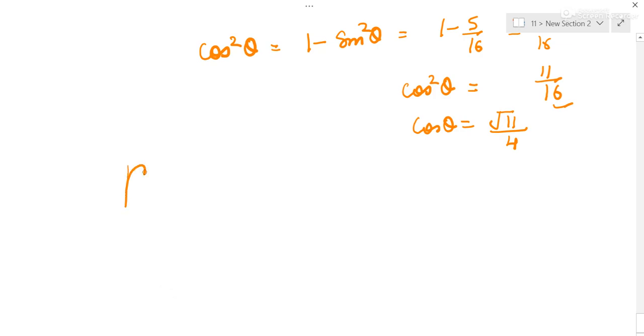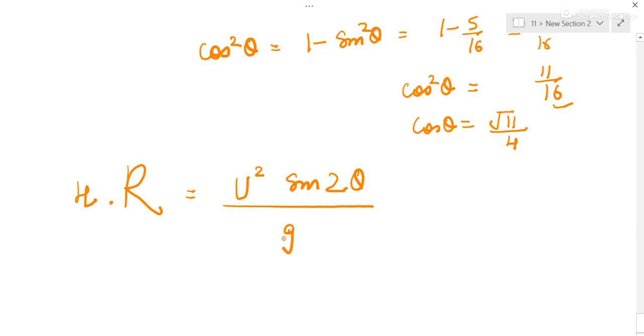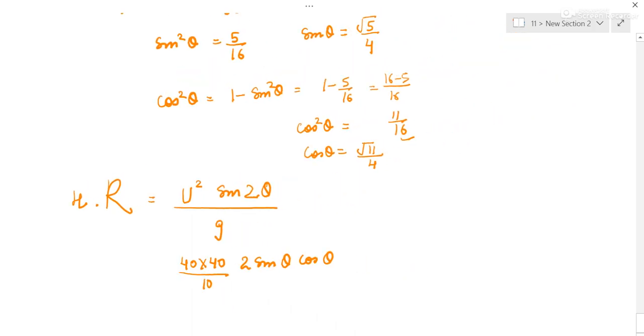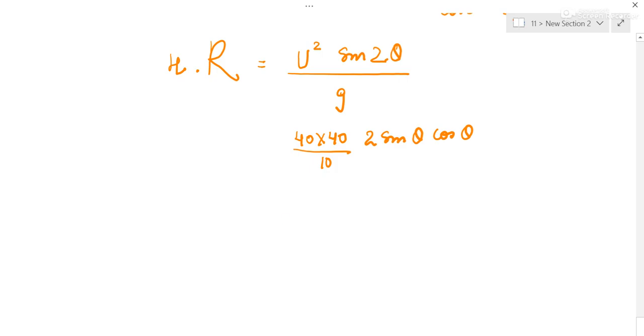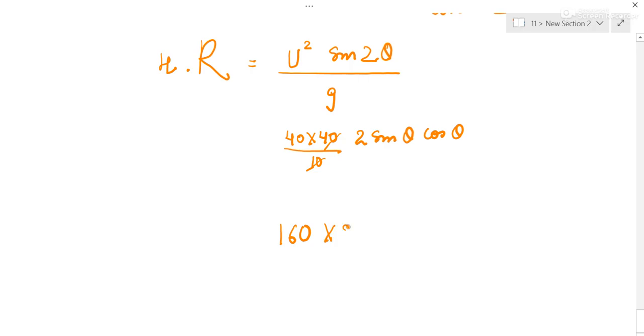Now we have to find our range. The horizontal range formula you should know from angular projection: u square sine 2 theta by g. Now u square's value is 40 into 40, and g we have taken as 10. Sine 2 theta can be written as 2 sine theta into cos theta, and that is why we found the values of sine theta and cos theta. So it is 160 into 2 into sine theta, whose value was root 5 by 4, and cos theta's value was root 11 by 4.